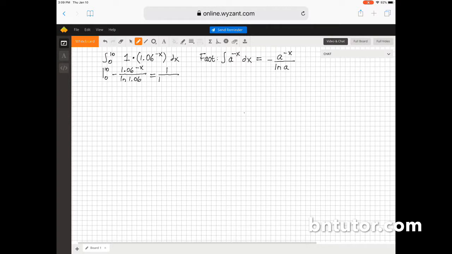We can evaluate this now, and first of all, we can pull that denominator on the outside, 1 over natural log of 1.06. And then first we plug in 10 into the numerator, negative 1.06 to the negative 10th. And then subtract, although the negative turns it into a positive 1 when we plug in 0, since anything raised to the 0 is 1. The total result of that is 7.58.